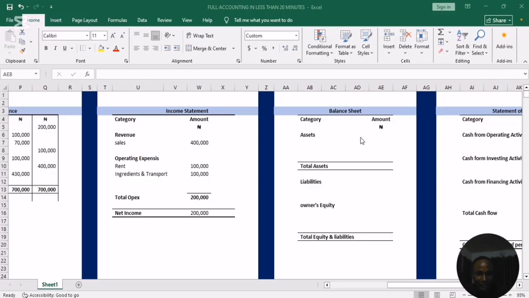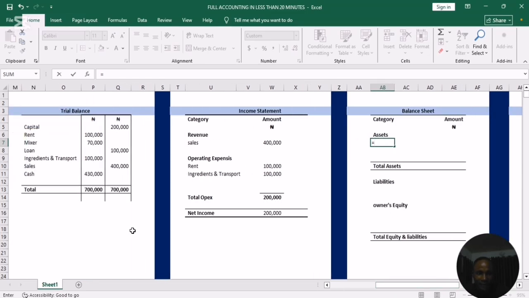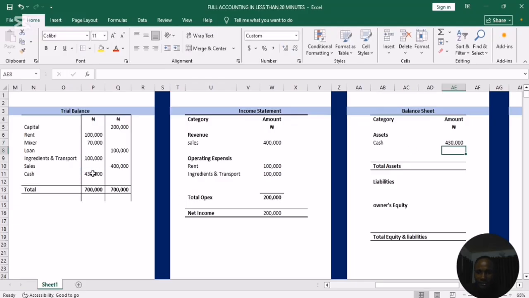We bring in our assets. Definitely we have a couple of assets for this business. So we pull up our cash, because cash is definitely an asset for the business. We put our equal sign right here to the trial balance so that we get our cash. All right, our cash is all down here. We bring it in. Then the amount, how much is the amount? So plug in our equal sign right here, then the amount of the cash is up here.